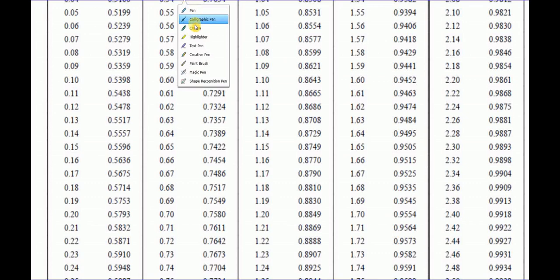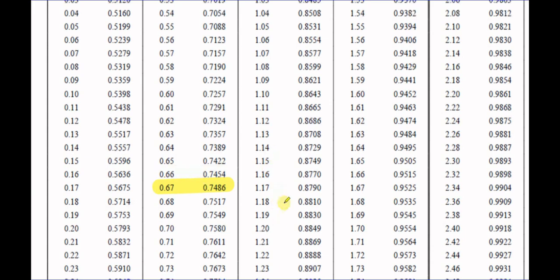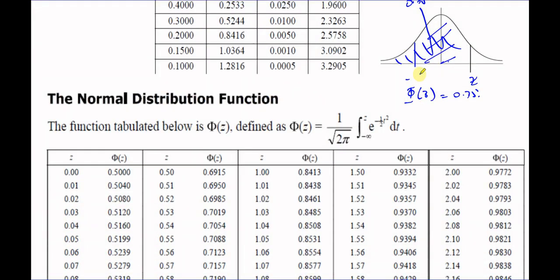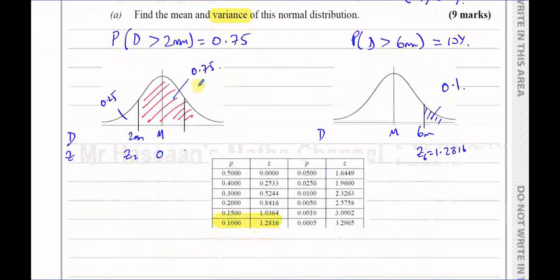So I'm going to choose 0.67 as my value of Z, but of course we're going to use the negative value because we're looking for this over there. So I'm going to use negative 0.67. So I know that the Z value here is negative 0.67. Okay, so now I found the Z value that represents 2 and the Z value that represents 6.